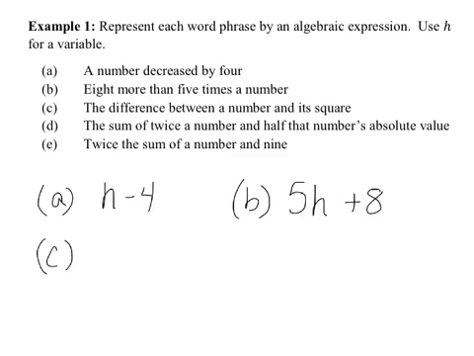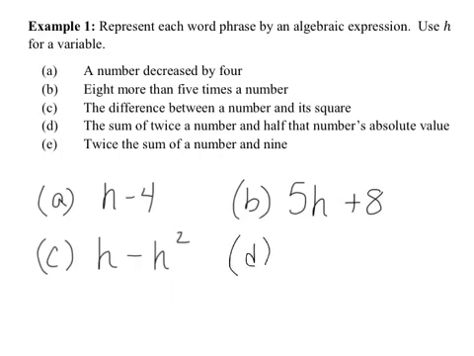The difference between a number and its square. So any given number, h, and it says the difference between that and its square. So that number minus its square. Remember, for a difference, the order does matter. So we put in the order that is shown, a number and its square. Some number, the difference between that and its square.